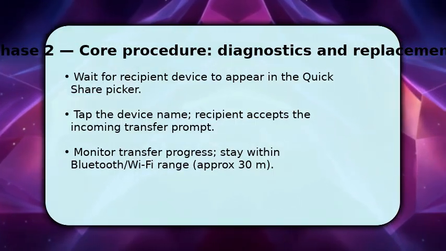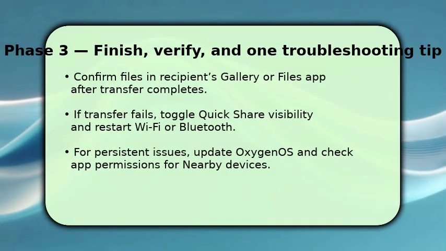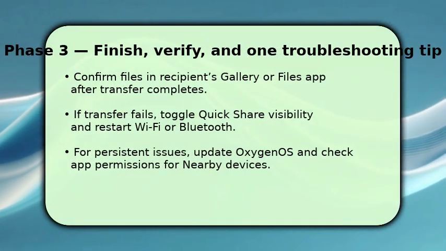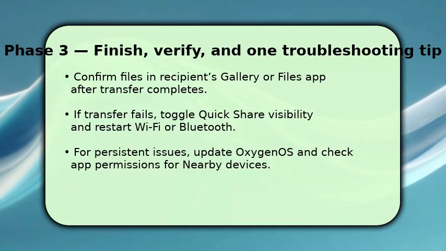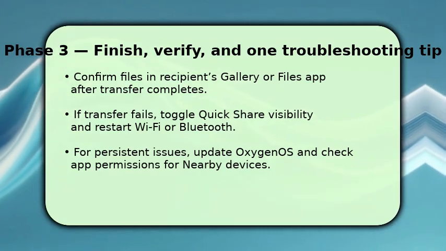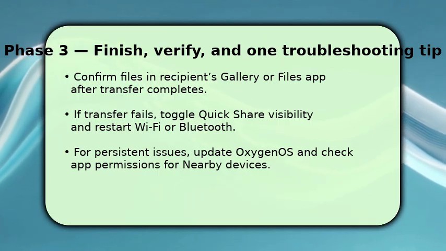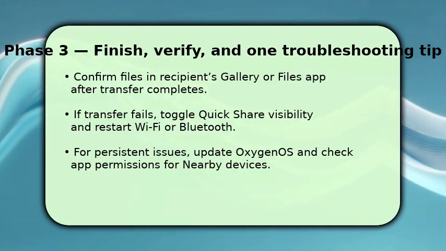When the transfer ends, check the recipient's Gallery or Files app to confirm the item saved correctly. If a transfer fails, first toggle visibility off and on, then restart Wi-Fi or Bluetooth on both phones. This usually clears discovery problems.